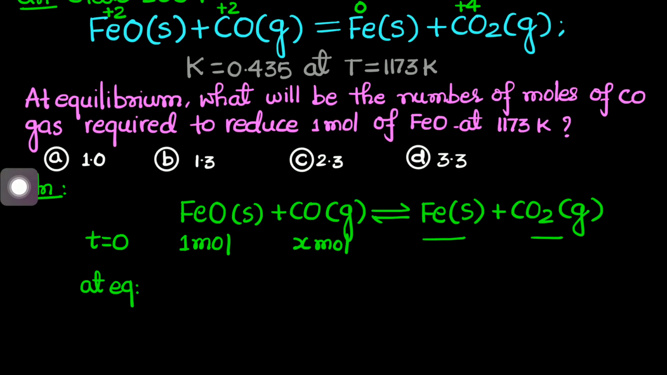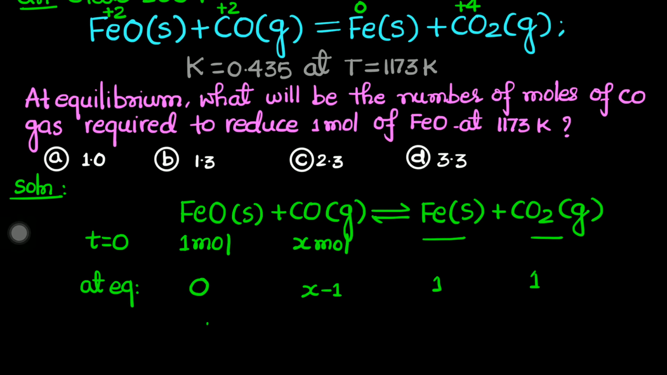So FeO will be now 0, and if 1 mole of FeO has reacted, then the amount of CO left will be x minus 1 mole, by simple mole concept, that is coefficient 1 to coefficient 1. So if 1 mole of FeO is reduced, then x minus 1 mole of CO will be left, and iron formed will be 1 mole and CO2 formed will be 1 mole.